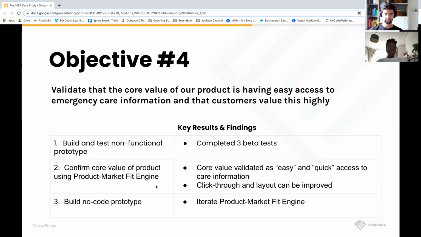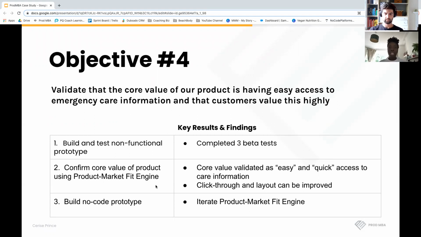And then the last stage was about validating, once the prototype was there, is this really delivering the core value that we claim, which is having easy access to emergency care information when they are having a crisis. So I was able to complete 3 beta tests using the non-functional prototype. I did confirm through the product market fit engine that easy, quick access, having all of the right information were the key benefits that they derive from using it.